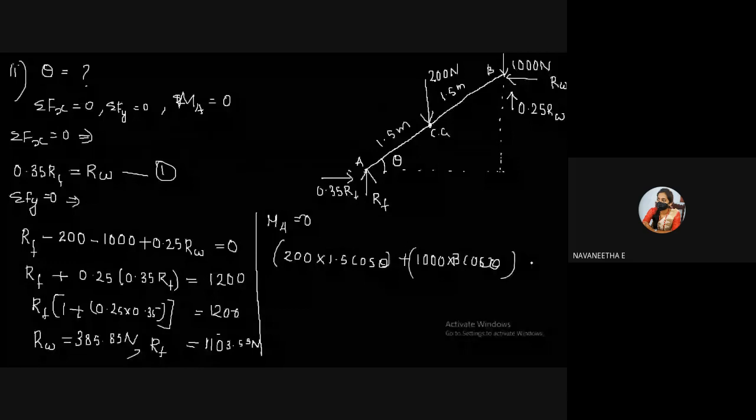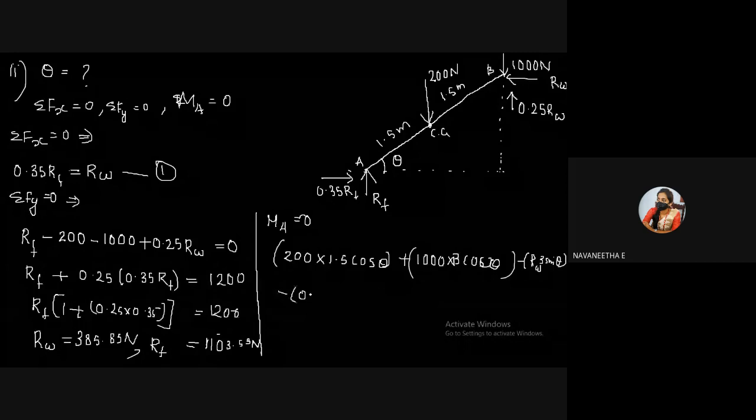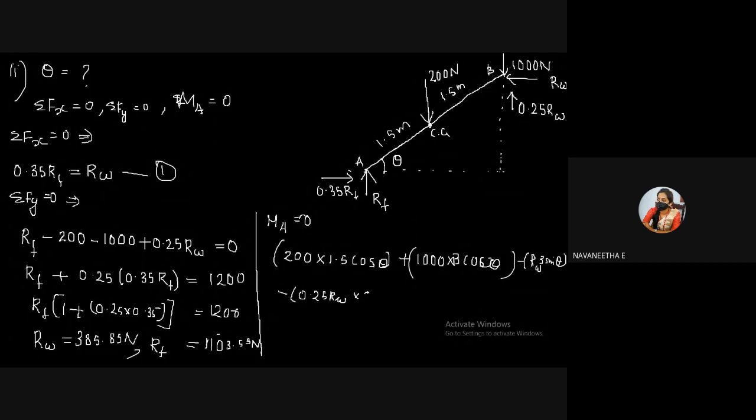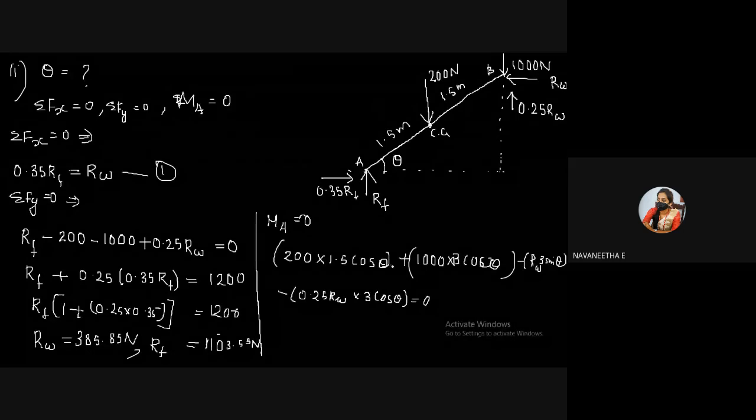Then next is RW. RW is negative. Negative RW 3 sin theta, right? 3 sin theta. Then negative 0.25 RW 3 cos theta. Same equation as our previous equation. There is a small difference, that is, instead of 60, you can write theta. Okay, so that is the main difference.